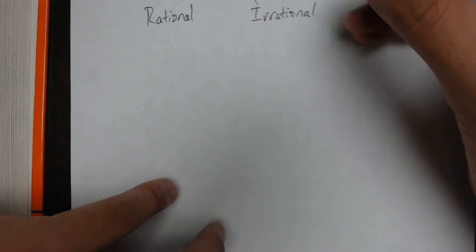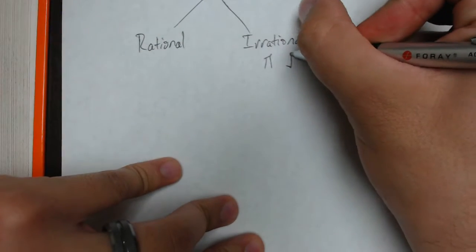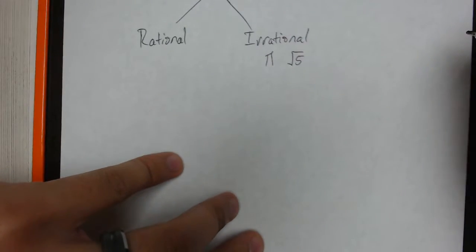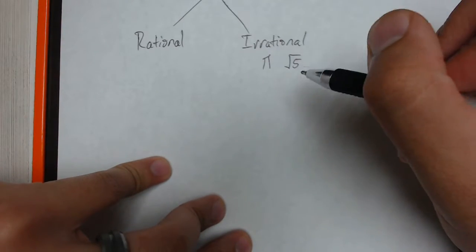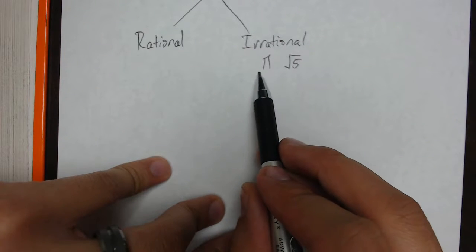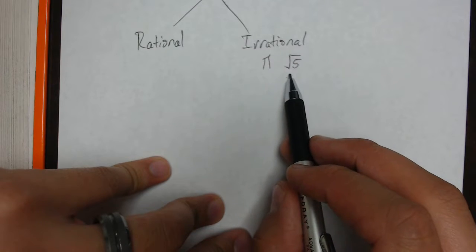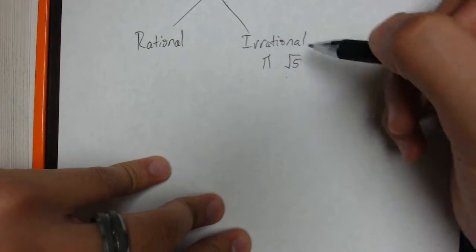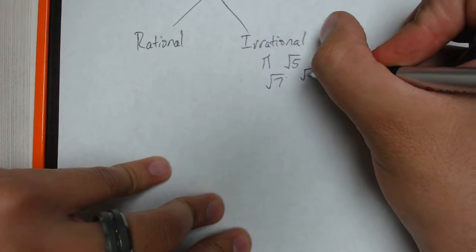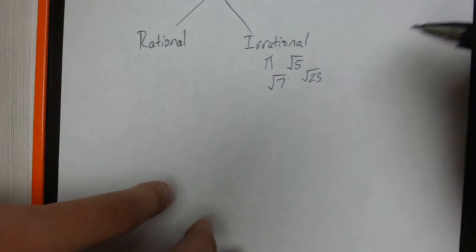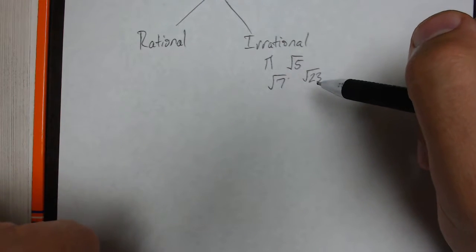Irrational numbers are things like pi. They're numbers like the square root of 5. What determines an irrational number is if it is a decimal number that does not repeat its digits infinitely, which means the number has no end. Yes, the square root of 5 has no end. Neither does pi. Square root of 7 is another one. Square root of 23. So irrational numbers are pi and then square roots that are not perfect, so imperfect roots.